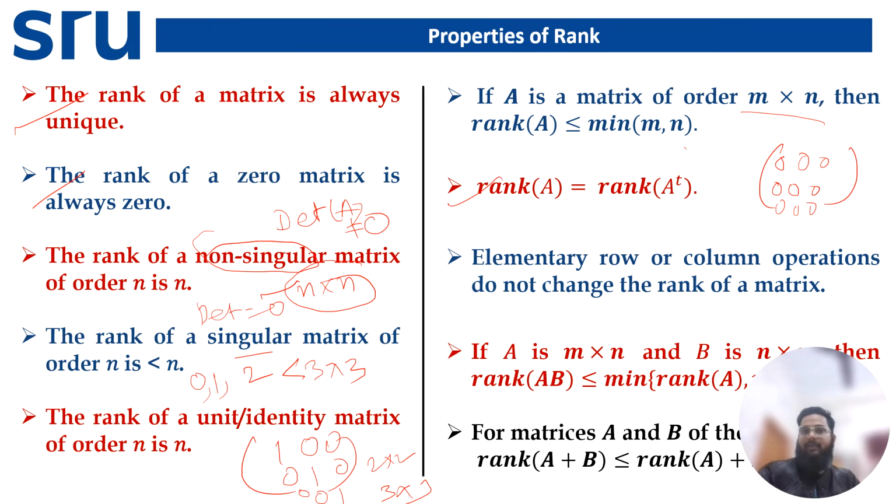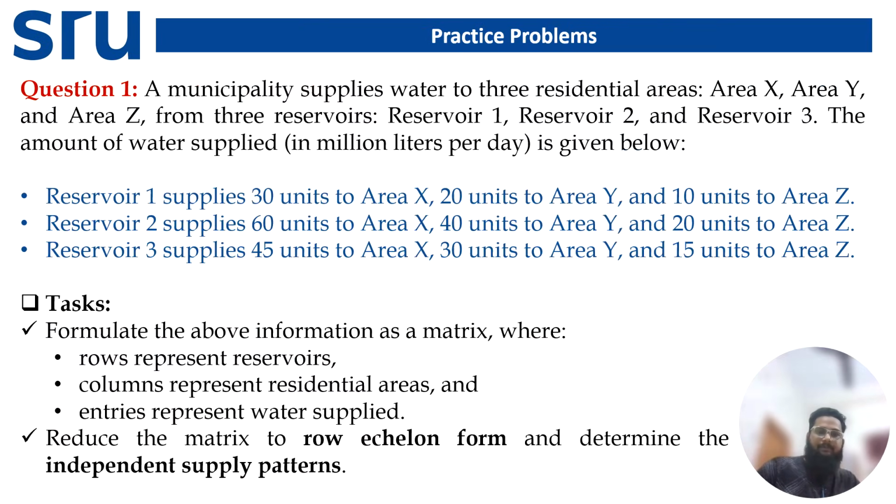The next property is the rank of a matrix and its transpose. You know what is transpose? A power t. Transpose means if we swap the rows with the columns, that means columns will become rows and rows will become columns. That is called transpose. So if you take the transpose of a matrix, the rank remains the same. There will be no change in the rank, right? So these are a few properties of rank. You can easily verify each and every property. This is another example, a homework type problem, you can solve it. So this is the concept of rank and some properties of rank.